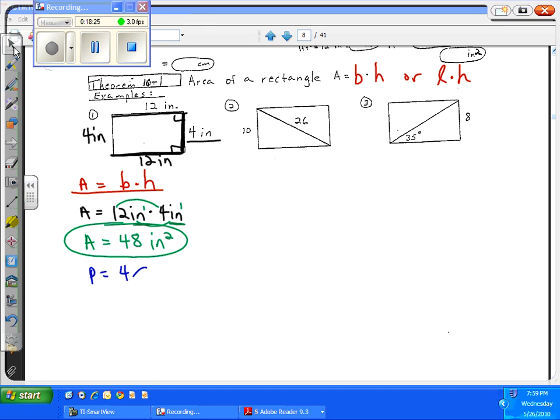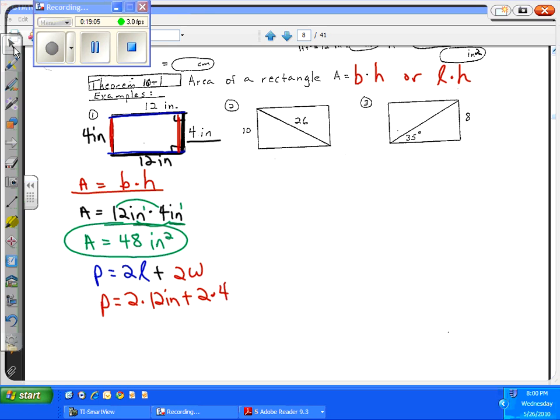Perimeter is 4 times the length of a, I'm sorry, that's wrong. The formula for perimeter of a rectangle, it's the distance around, so it's 2 lengths plus 2 widths. If you go all the way around, add up all the sides, you're going to have 2 lengths plus 2 widths. So the perimeter is equal to 2 times the length, 12 inches, plus 2 times the width, 4 inches.